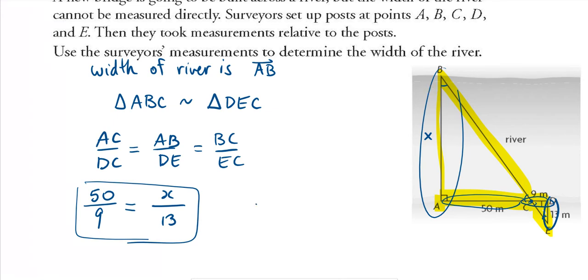And so if I multiply both sides by 13, I will have x equals 50 times 13 over 9. And the answer to that is 72.2. I'm just going to round that as well. So 72.2 meters.